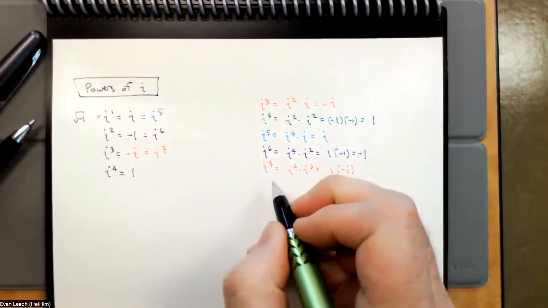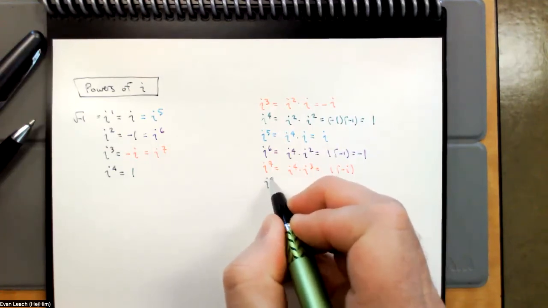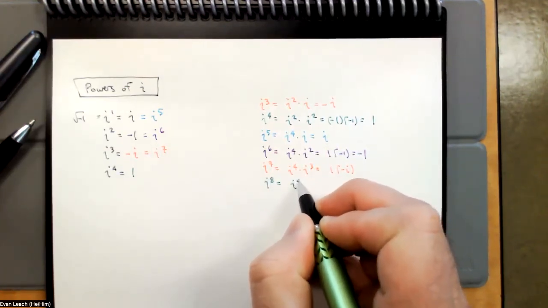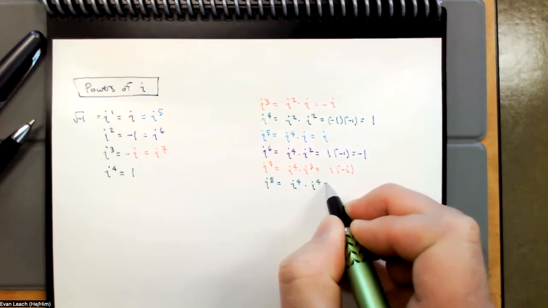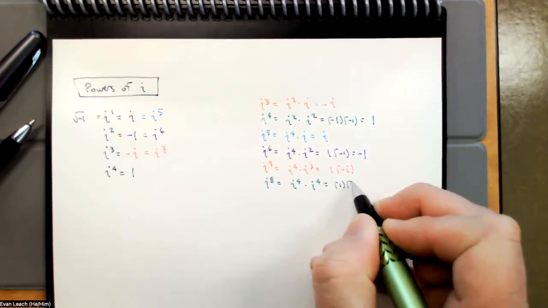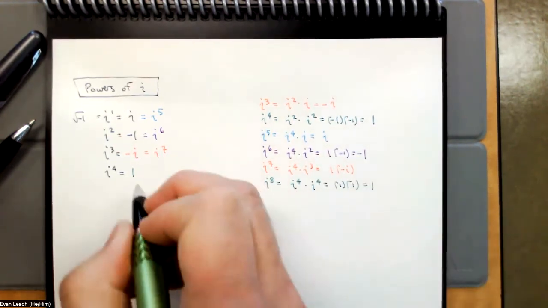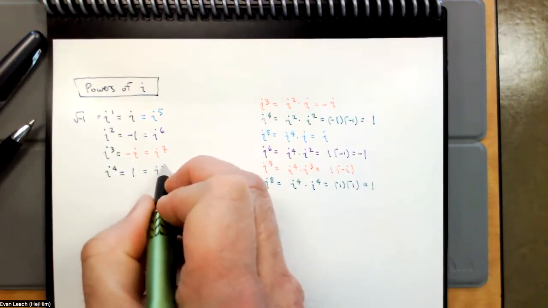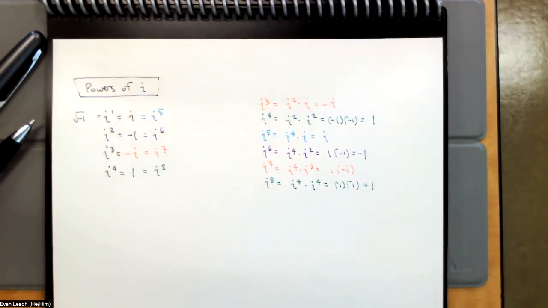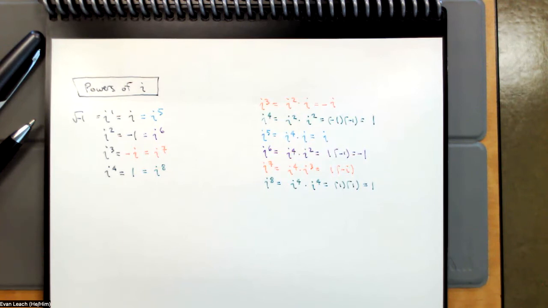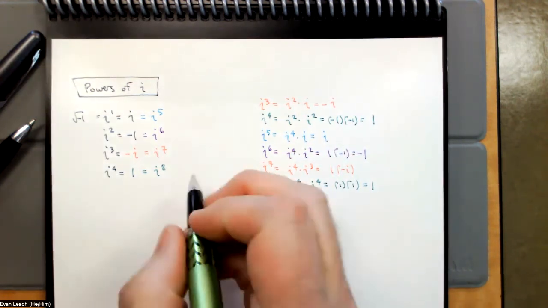i to the 8th is just two i to the 4ths, and i to the 4th is 1. Now we're just in this loop. We only need these 4 powers of i: i, -1, -i, 1. So this is also good.